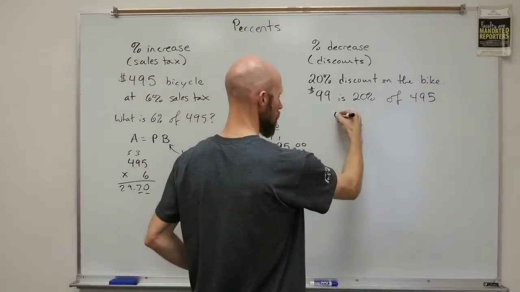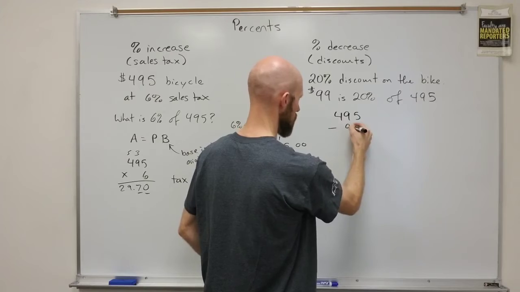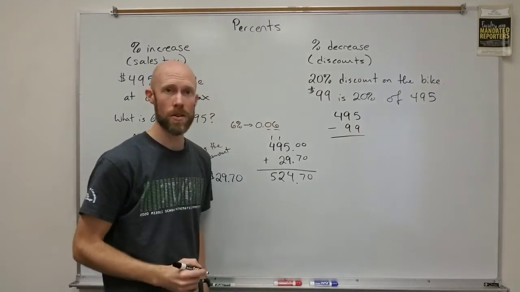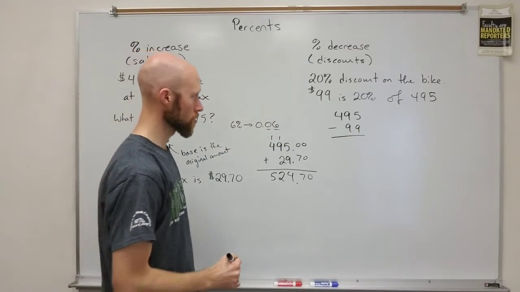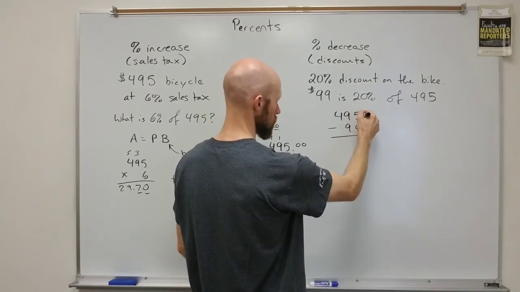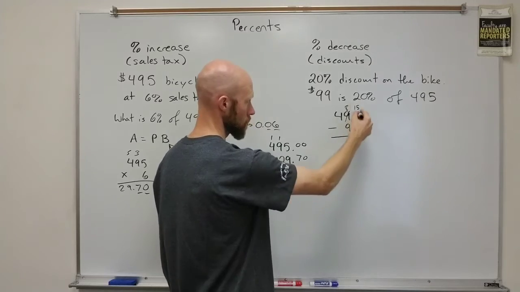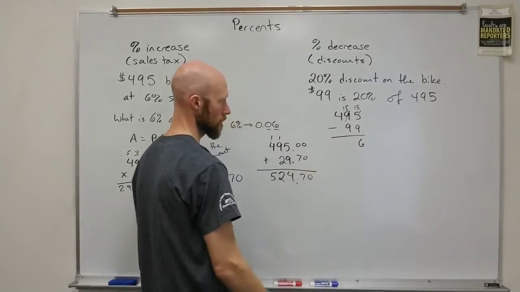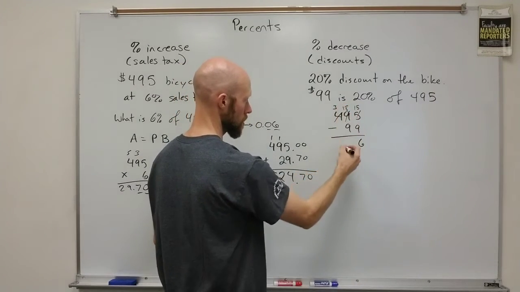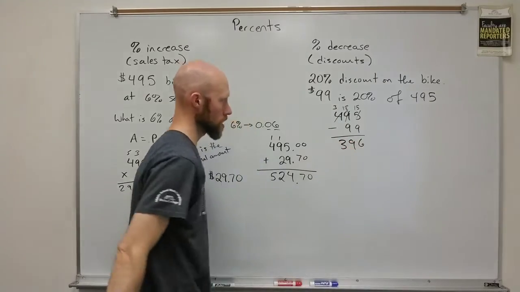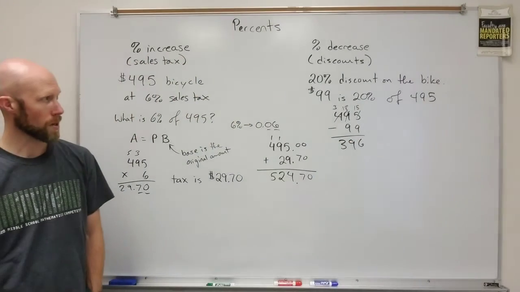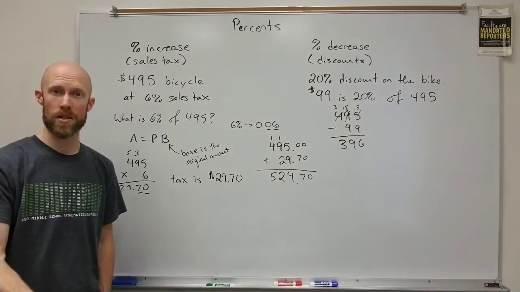So you do the 495 minus the $99, okay? And that's going to be, let's see, let's borrow here. Let's call that 15. Let's call that 8. 15 minus 9 is 6. 8, I need to borrow one more time. That's going to be $396, okay? So that means the bike is really $396.